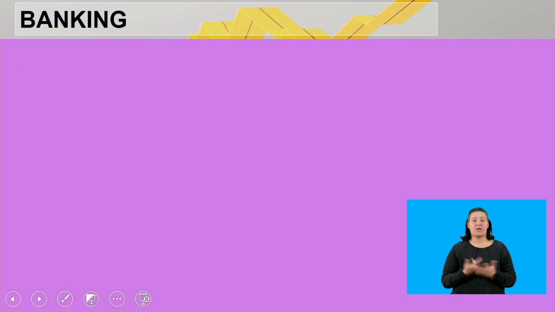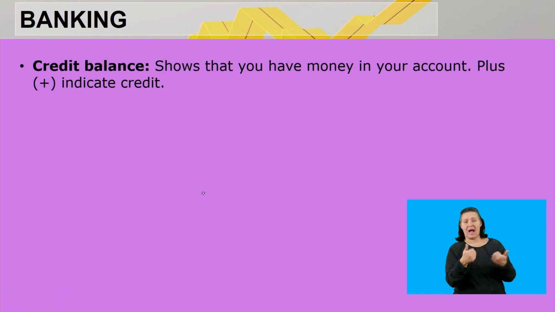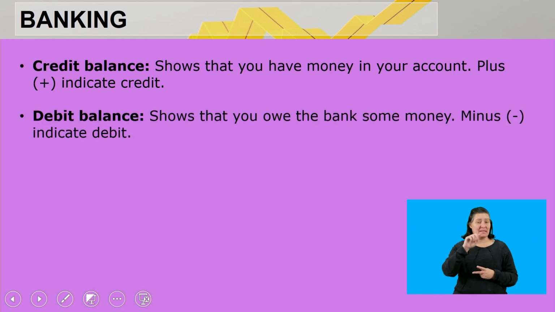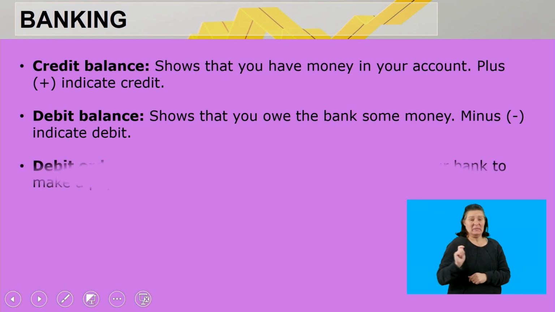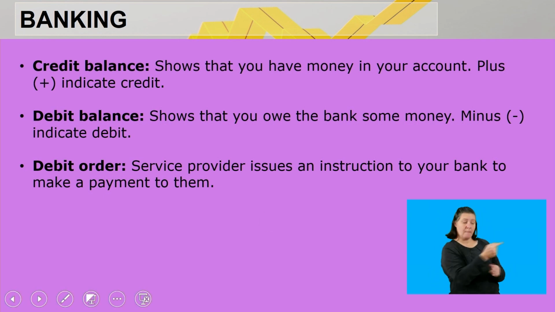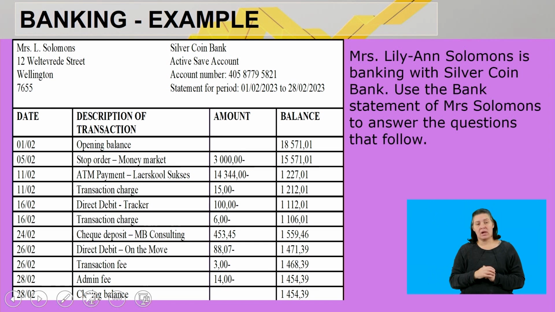Okay? Other important language here is a credit balance. It shows that you have money in your account. It's normally indicated by a plus or positive sign. Then a debit balance shows that you owe the bank some money, and it's normally indicated by a negative or minus sign. Then also important is that a debit order, the service provider issues an instruction to your bank to make a payment to them. Okay? And then we also going to look now at how this all comes into play in reality.